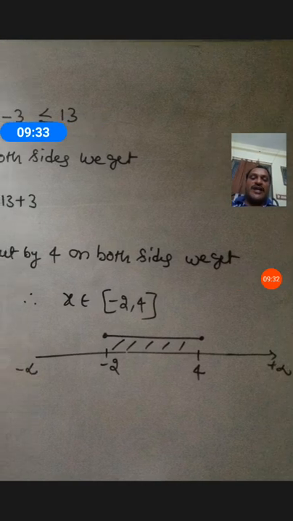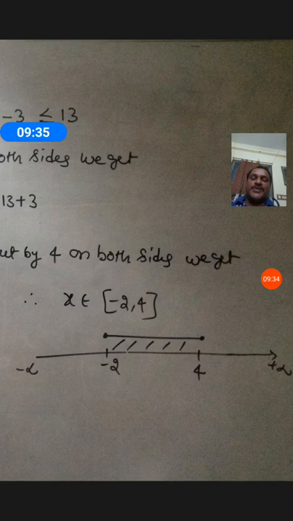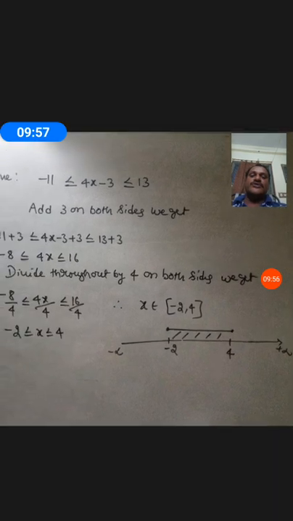Now on the real number line, if we draw this, we have minus infinity to plus infinity. Now the critical points are −2 and 4. −2 is included and 4 is included, which are shown on the circles filled up, right? And −2 to 4 is shown in the shaded portion. Like this, we can solve this particular problem, dear students.